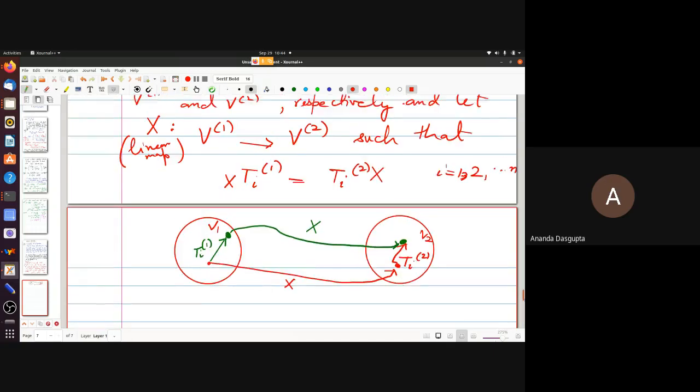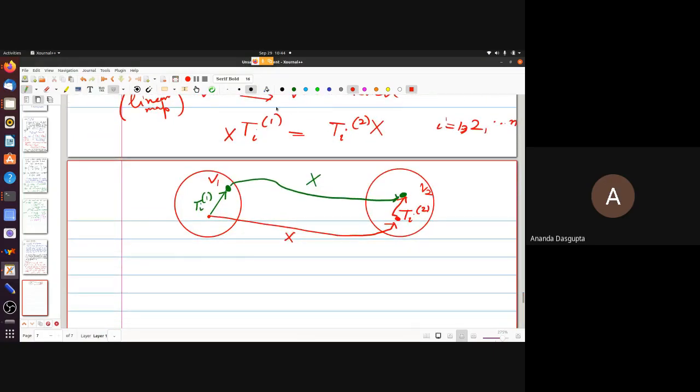By the way, the diagram commutes, and the operators commute. It's very tempting to say X commutes with Ti. But you can see that that's wrong, right? Why is it wrong to say X commutes with Ti? Because there are two Tis present, and the two Tis are not the same. One acts on the vector space V1, the other acts on the vector space V2. So it's really wrong to say X commutes with Ti1. The correct language is X intertwines with the Ti.